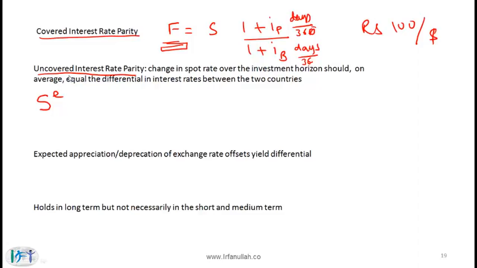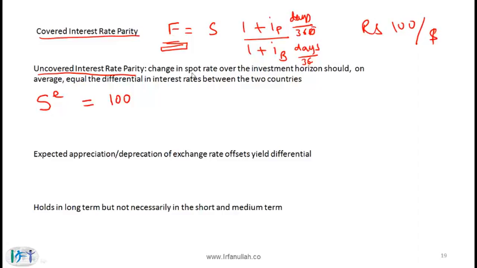And according to the uncovered interest rate parity relationship, the expected spot rate is also going to be equal to 100. So if uncovered interest rate parity holds, then the expected spot rate 1 year from today is the same as the 1 year forward rate.